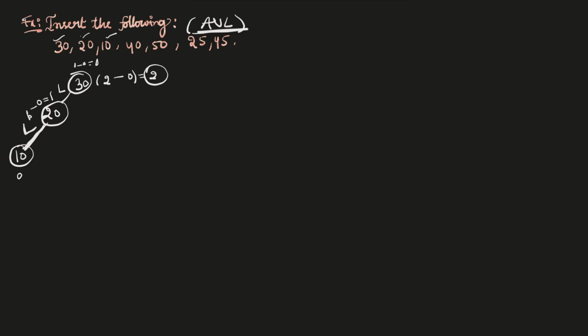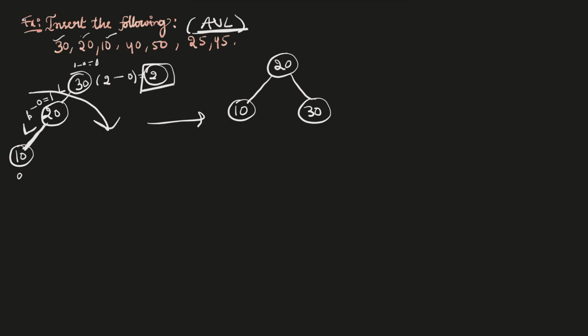We need to do right rotation at the node where we have got the problem. So we'll rotate 30 to the right side. So 20 would become the root node now. 10 would be at its left as it was before, and 30 would come at the right side of 20. Now checking the balance factor, 10 is having 0, 30 is also having 0 because they are the leaf nodes. Coming to 20, it is having 1 minus 1, that is equal to 0. So everything is balanced.